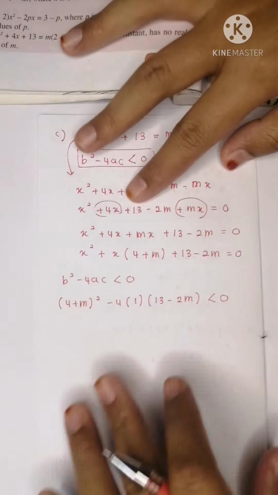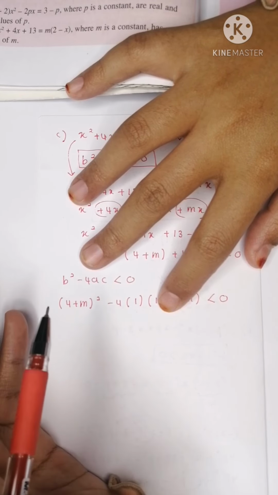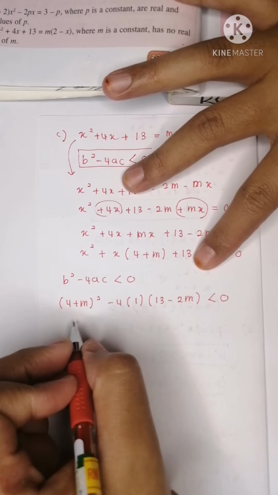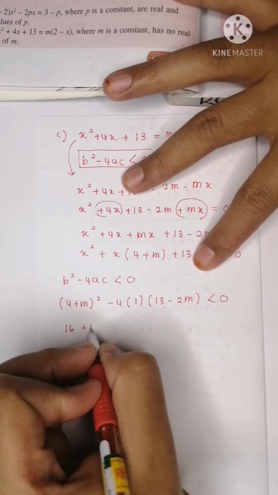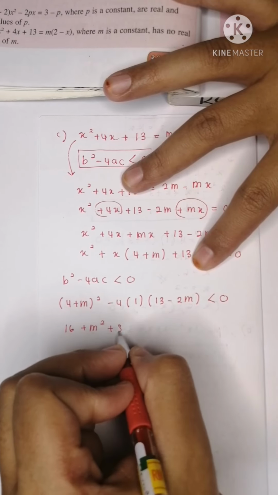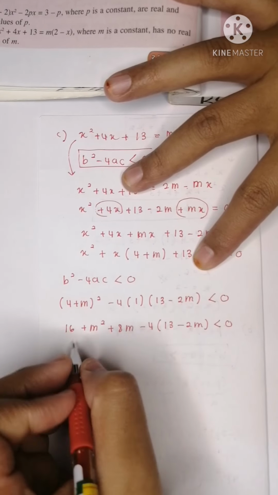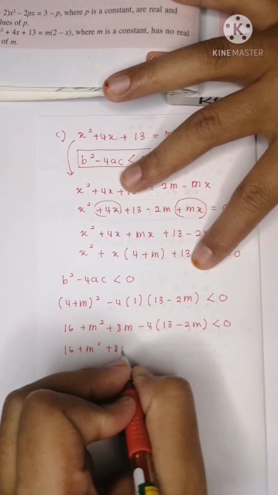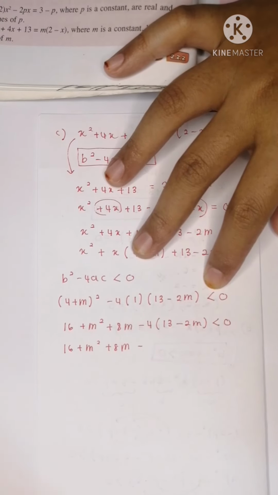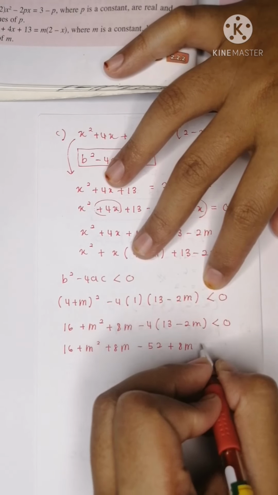Now solve this one. You need to expand the way you expanded before, but this is my method on how to expand in the easiest way. So 4 squared is 16, m squared, 2 times m, 2m times 4, 8m. Then negative 4 times 1, negative 4, 13 minus 2m less than 0. So 16 plus m squared plus 8m, minus 4 times 13, then you get 52, minus, positive 4 times 2, 8m, less than 0.